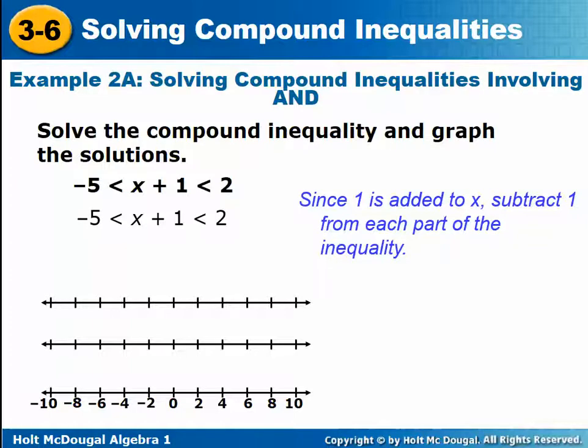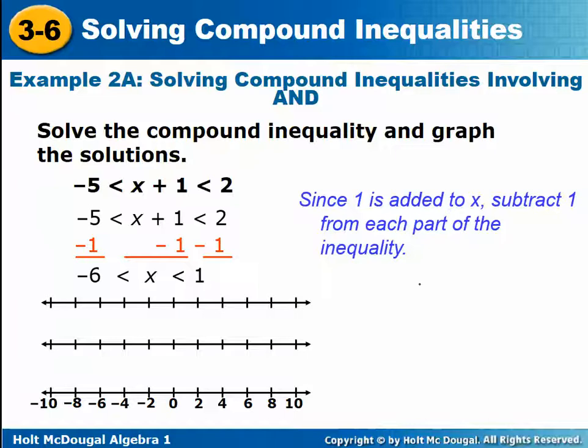The first way is to leave it written as it is and subtract 1 from all 3 sides of the inequality. It's not just 2 sides, it's actually 3 sides. So we'd subtract 1 from the left, 1 from the middle, and 1 from the right. And when you do that, you get -6 is less than x is less than 1.